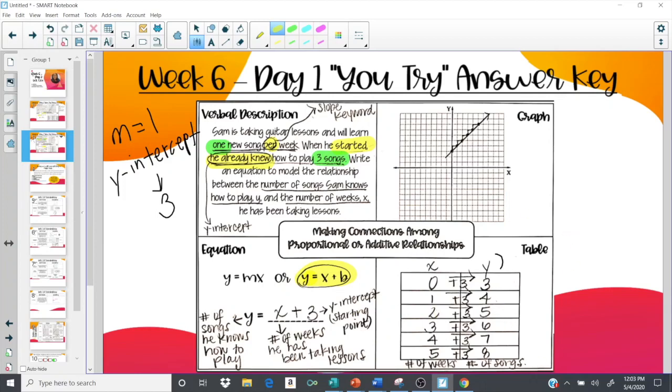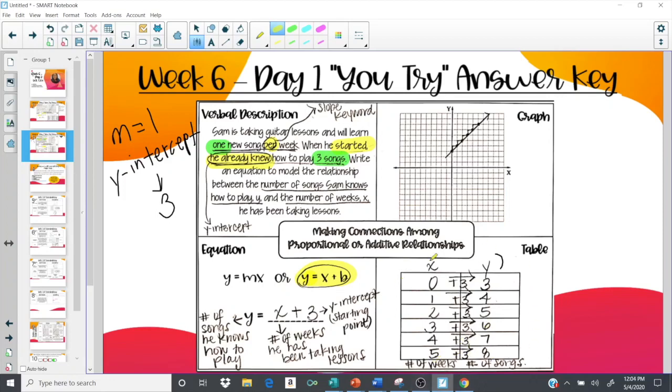From there, we can create a table using our equation. Okay, we know the relationship between x and y is additive, and each time we're going to add 3. Therefore, I started at 0 and I went in order. From there, I just added 3 to each of my x values to get my corresponding y values. So 0 plus 3 is 3, 1 plus 3 is 4, 2 plus 3 is 5, and 3 plus 3 is 6, and so on.